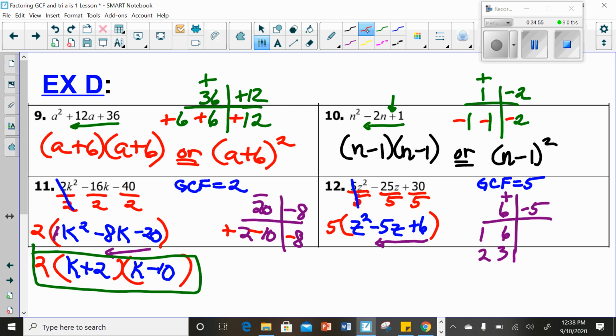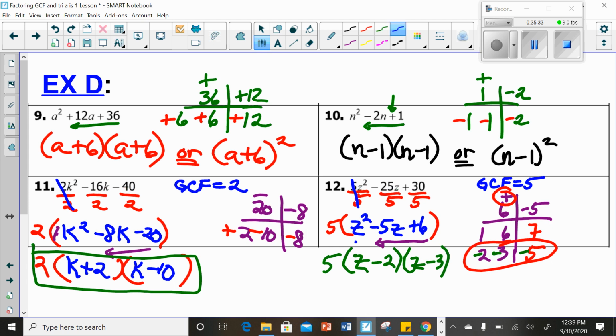So it's important to note that we are indeed adding. So 1 plus 6 is 7. 2 plus 3 is 5, so what I want is the 2 and the 3, not the 1 and the 6, so don't fall in that trap. My 5 has a sign that's negative, so the bigger of the 2, which is 3, gets that negative. The 2 that combines with the negative 3 is going to have to be negative as well. So then your final factoring is going to be 5 times z minus 2, z minus 3. So final answer. And you did it. Good job.